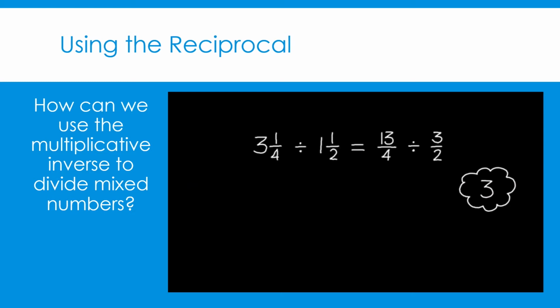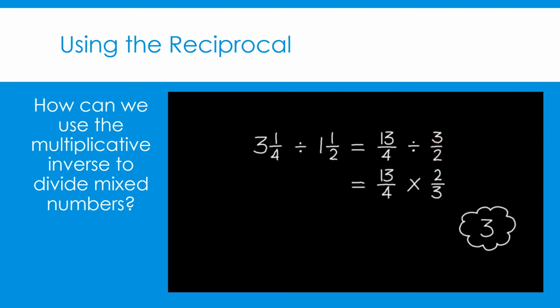Start by writing each mixed number as a fraction. 3 1/4 equals 13/4. 1 1/2 equals 3/2. Next, rewrite the problem as multiplication. Remember, instead of using 3/2 for the divisor, use its reciprocal, 2/3. Then, multiply the fractions. 13 times 2 equals 26. 4 times 3 equals 12.